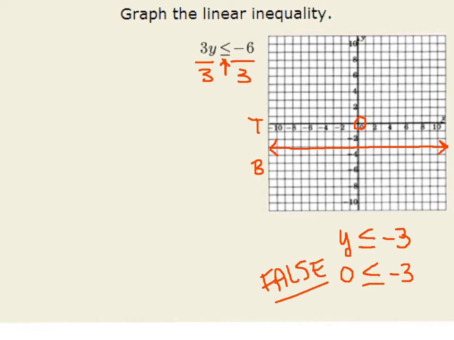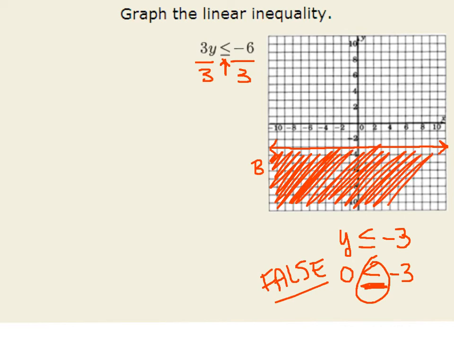0 is greater than or equal to negative 3. So that means that the top of our line does not satisfy. Our bottom one does. And this is a less than or equal to, so we fill this in as solidly as my little pen tool will let me here. And that is how we graph the linear inequality 3y is less than or equal to negative 6.